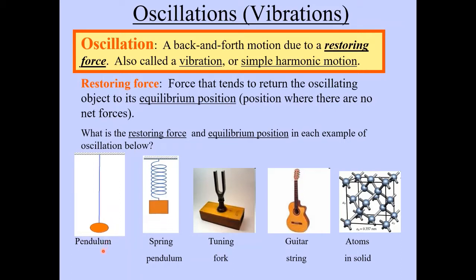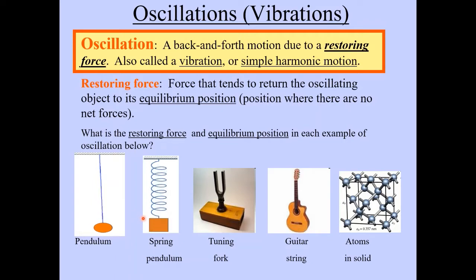Obviously, the equilibrium position of the pendulum is when it hangs straight down and is not moving at all, because when it's at rest, of course, it's at equilibrium. But if we swing the pendulum up a little bit and let it go, gravity is going to pull the pendulum back down towards the center. It's going to swing back to the other side, and then gravity is going to pull it back again. So gravity is the restoring force for the pendulum.